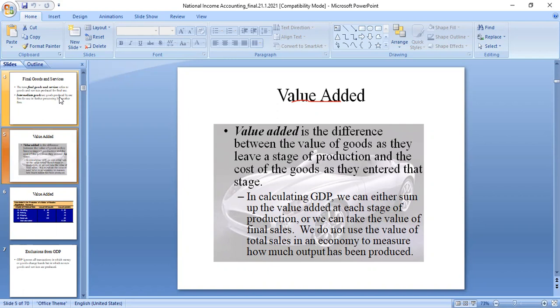All right. For example, if we have milk, and it is supposed to be processed into yogurt or into ice cream, we get the value of the final ice cream, and then we subtract from it the value of the raw milk before it was processed into the ice cream. And so that figure we get will be the value added, right?